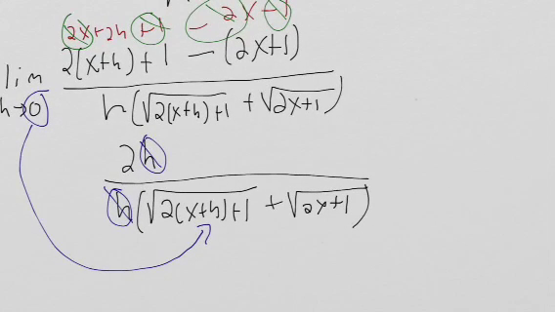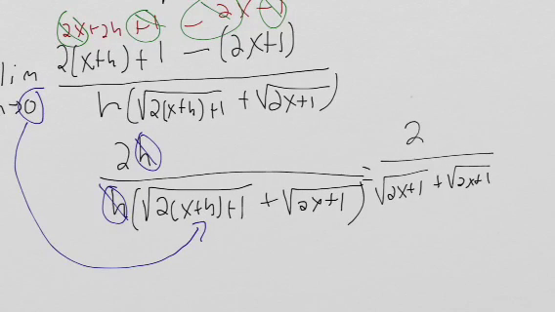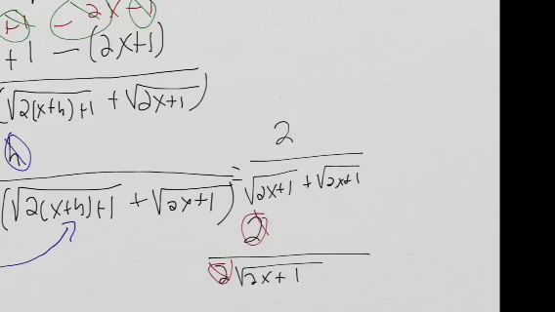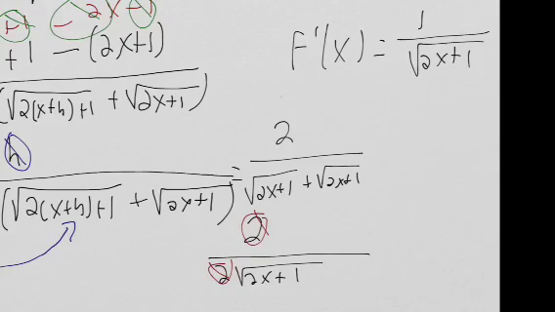So what does that give us? We have 2 on top. We have root 2x plus 1 plus root 2x plus 1. Okay, well, if we add those, there's 2 of them, so we have 2 times root 2x plus 1. Okay, and then those 2's cancel. So our final f prime x equals 1 divided by root 2x plus 1.